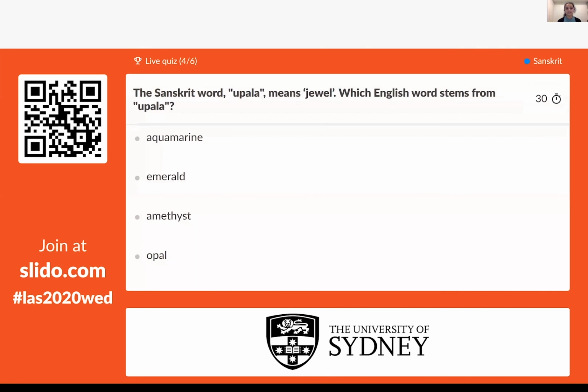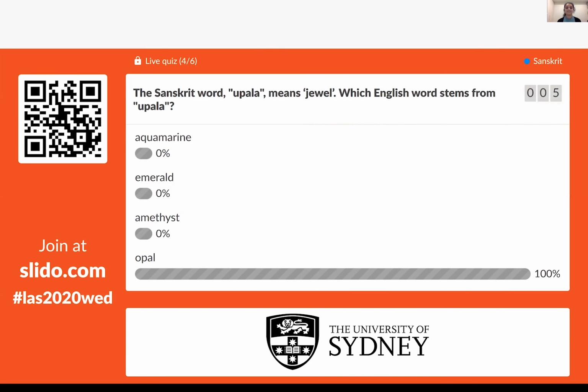The Sanskrit word upala means jewel. Which English word stems from upala? Aquamarine, emerald, amethyst, or opal? Yeah, so the answer. Good students.